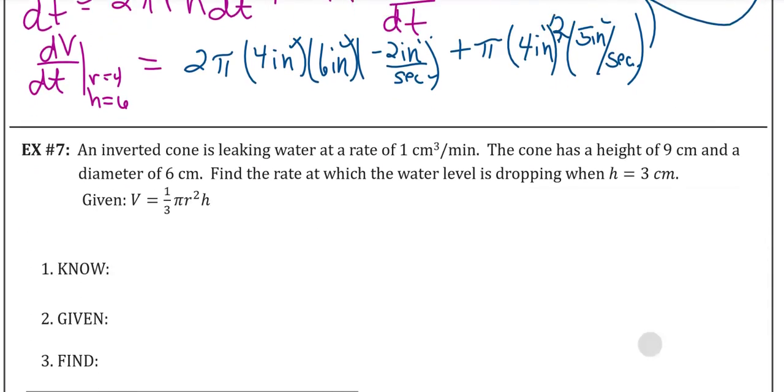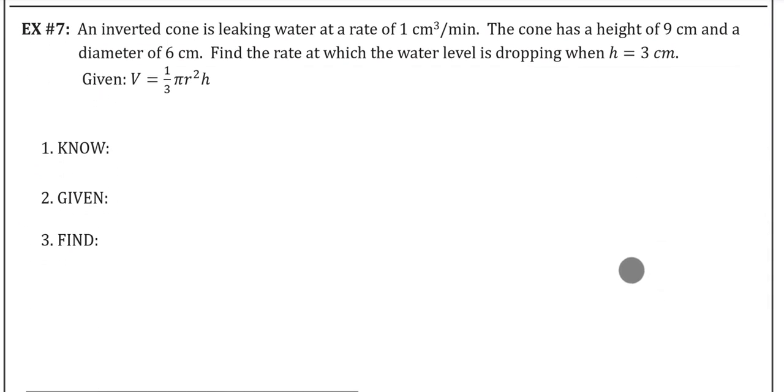All right, next example. Now we have an inverted cone. Our inverted cone is leaking water at a rate of 1 cubic centimeter per minute. So looking at the units, because these units are cubic, this is my rate of change of my volume. The cone has a height of 9 centimeters and a diameter of 6 centimeters. So they're kind of hiding the radius in here. It'll be half of that.